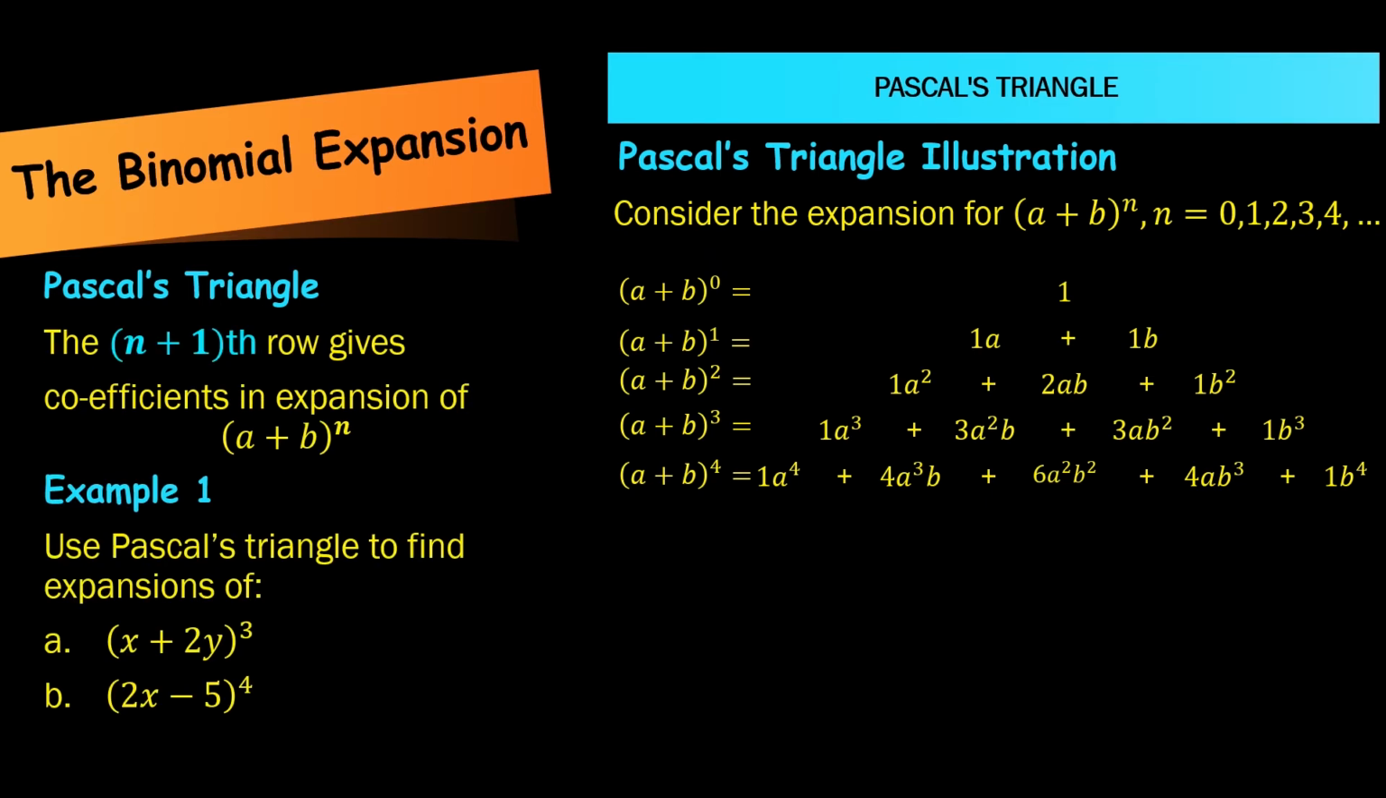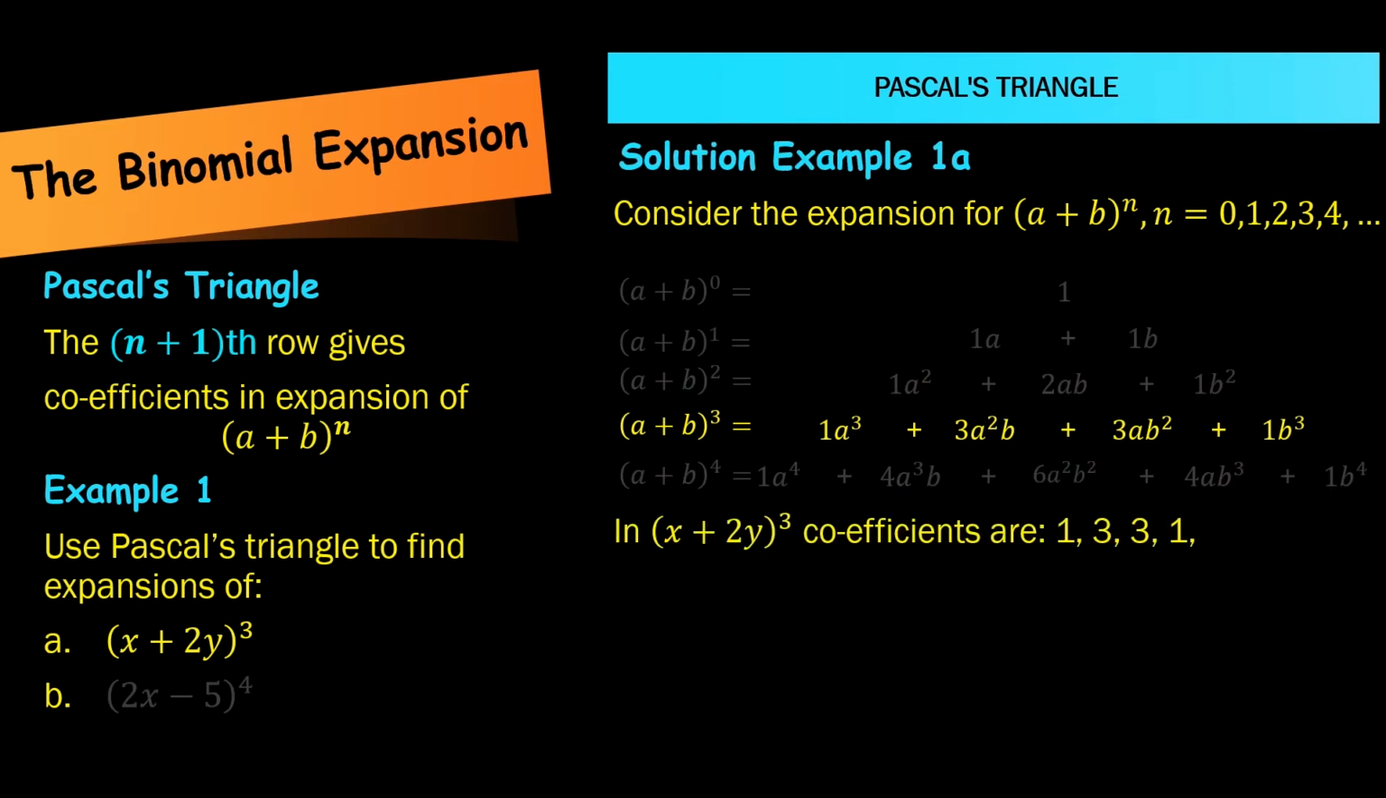Now let's try an example. Use Pascal's triangle to find expansions of (x + 2y) all raised to the power 3 and (2x − 5) all raised to the power 4. Pause the video and have a go. Press play when you're ready to view the solutions.